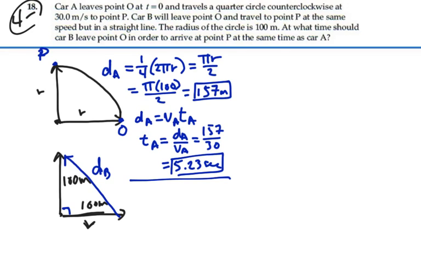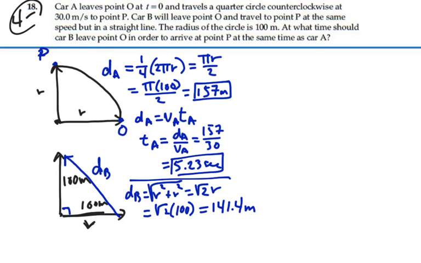So for B, distance B is going to equal the square root of r squared plus r squared, which would be the square root of 2 times r, and that's going to be equal to the square root of 2 times 100, which would be 141.4 meters.